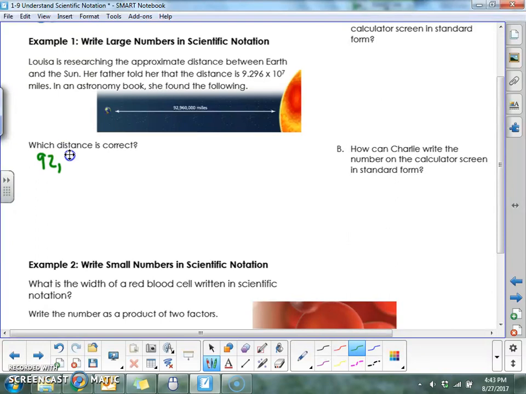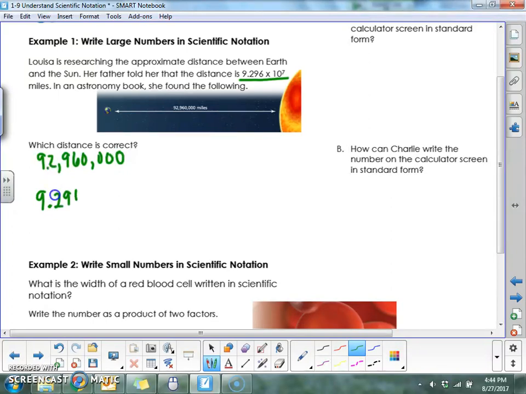So here's my number, 92,960,000. Scientific notation is when you have a number that is less than 10 but greater than or equal to 1, times 10 to some power. So the decimal point has to come after a number that is less than 10 and greater than or equal to 1. So looking at my number here, the first number that is greater than or equal to 1 but less than 10 would be this 9 here. So I want to put my decimal point following the 9. So essentially right here.